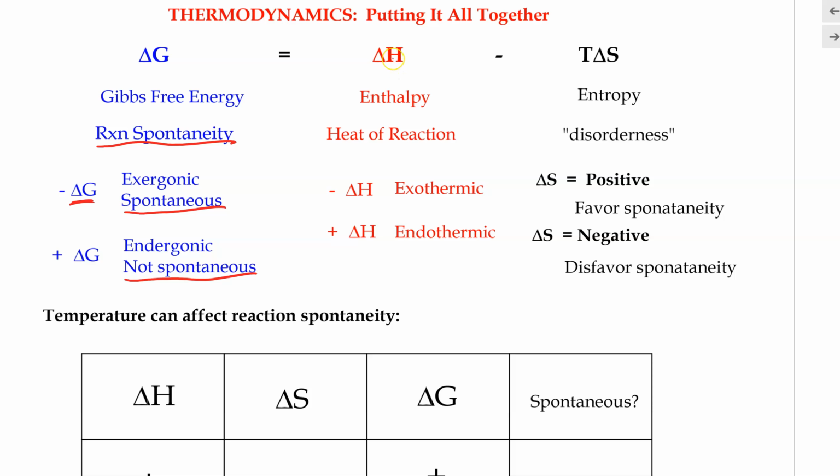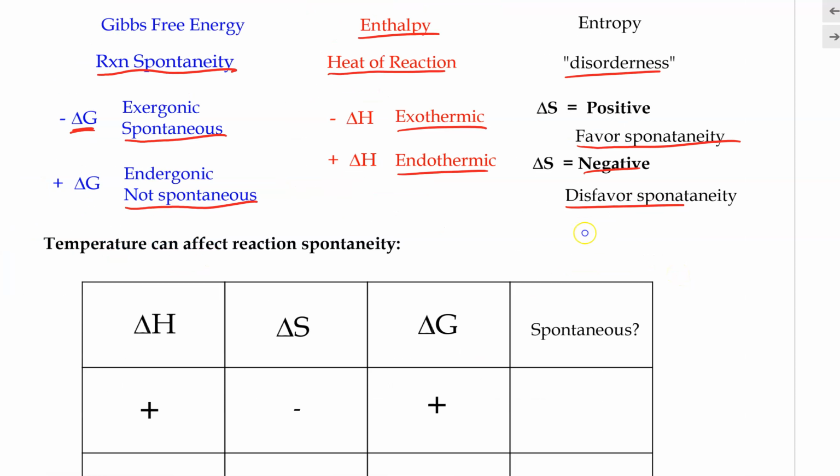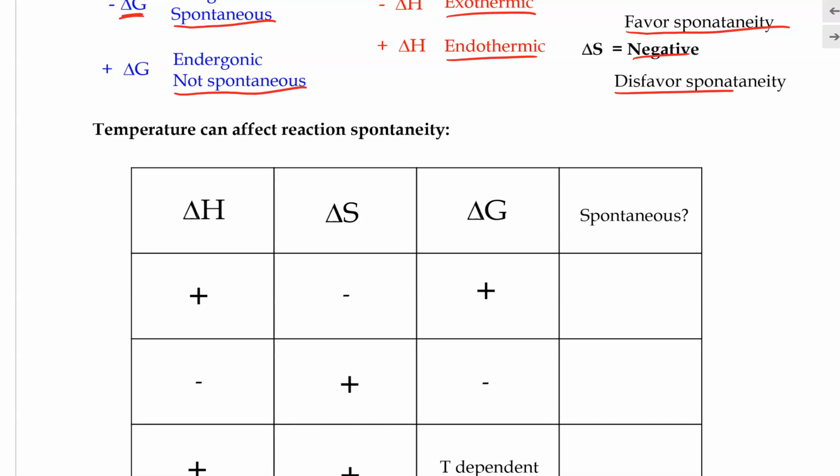And as for delta H of the reaction, this is called enthalpy or the heat of reaction. When it is a negative value, it means it's an exothermic process, versus when it's positive, it would be an endothermic process. And when it comes down to entropy, that is the disorderliness of the reaction. If delta S is a positive value, this favors the spontaneity of the reaction, versus if delta S is a negative value, then this disfavors spontaneity. And lastly, temperature can also affect the reaction spontaneity as well.